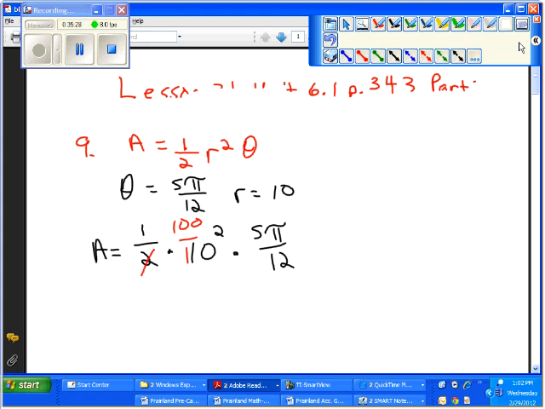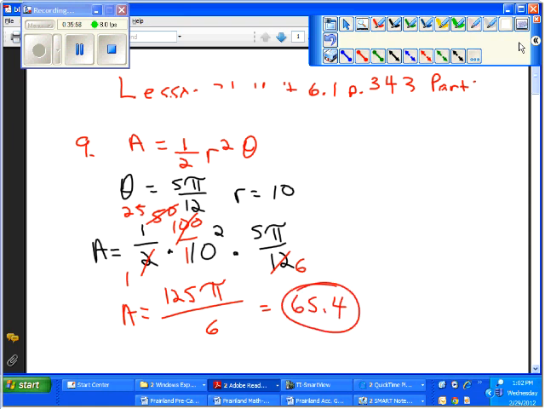And then we can start reducing. 2 goes into 2 once, 2 goes into 100 fifty times. 2 will go into 12 6 times. 2 will go into 50 25 times. We'll have 25 times 5, which is 125 pi over 6. 125 pi over 6 is the exact answer. If you were to divide that out, you would get an approximated answer rounded to the nearest tenth of 65.4.